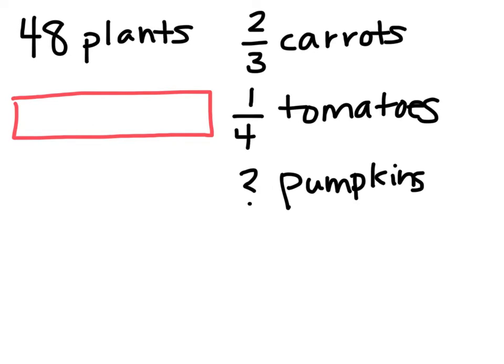Our first task is to find a common denominator so that we can write equivalent fractions for carrots, tomatoes, and pumpkins. Well, we don't know pumpkins yet. So what is the common denominator for 2/3 and 1/4? It'll be 12. So our new fractions will be 8/12 and 3/12. Now let's fill that in on our bar model.